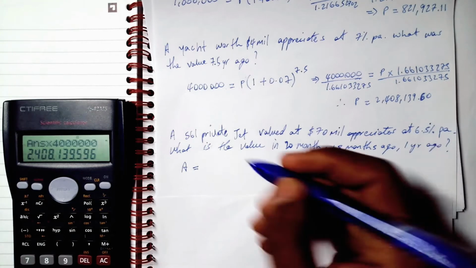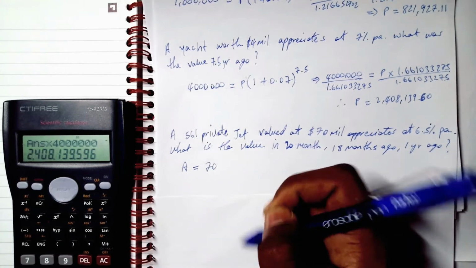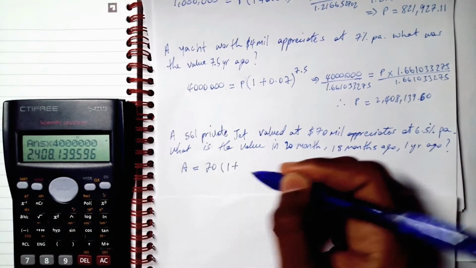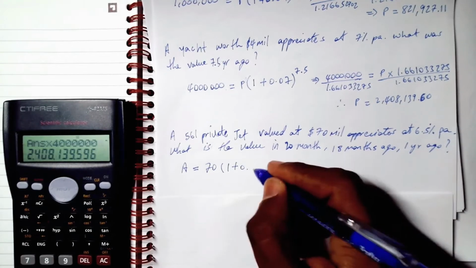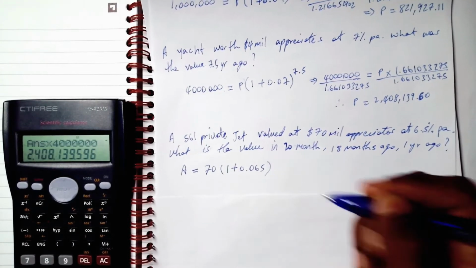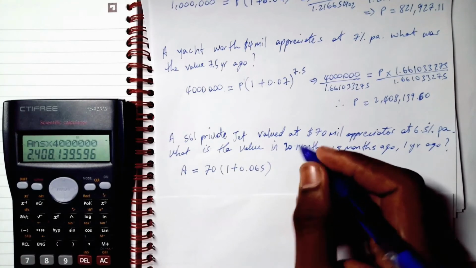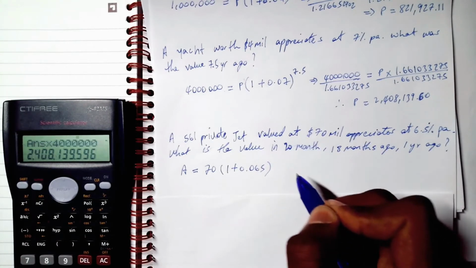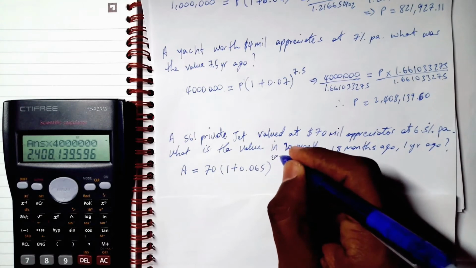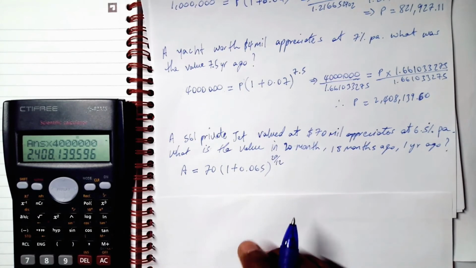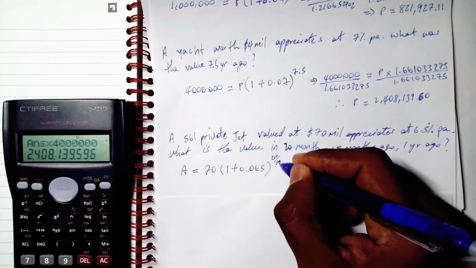So it's going to be 70 million multiplied by 1 plus 0.065 raised to the power of what? We have to convert 20 months to years. So it has to be 20 divided by 12. Voila. That's how we treat any months.